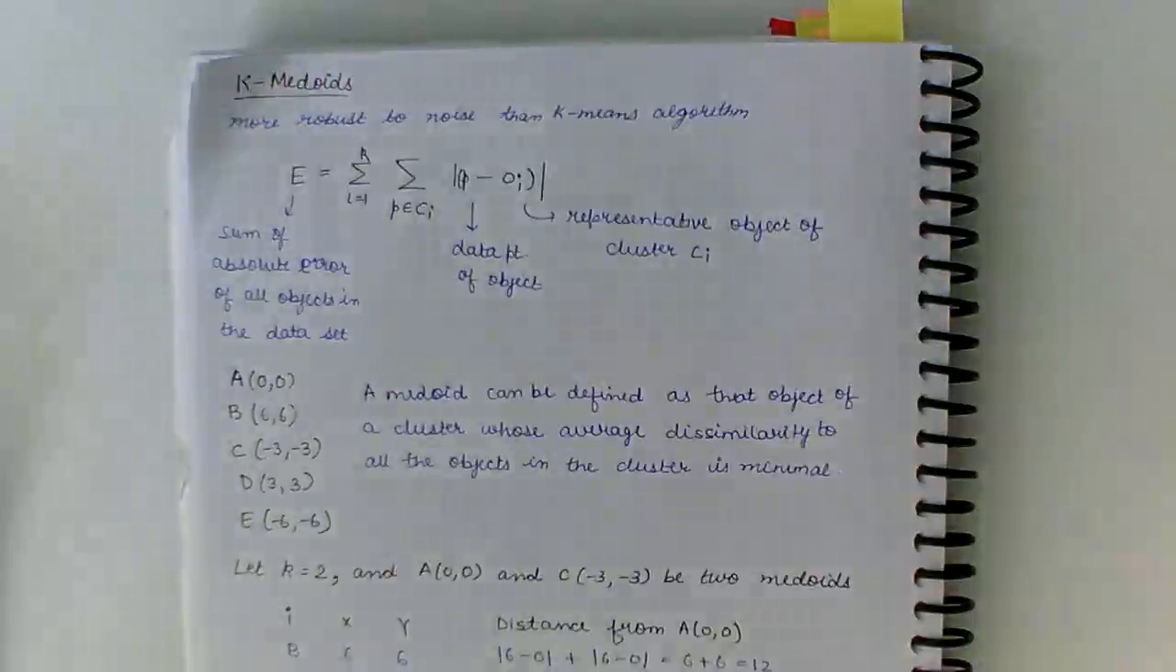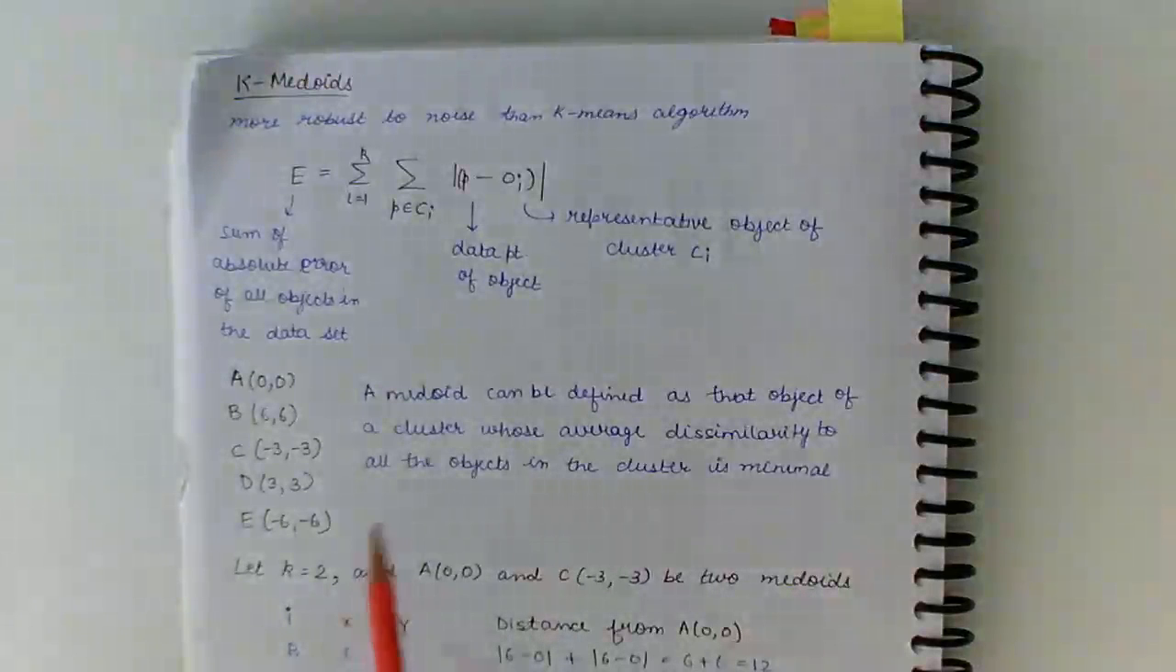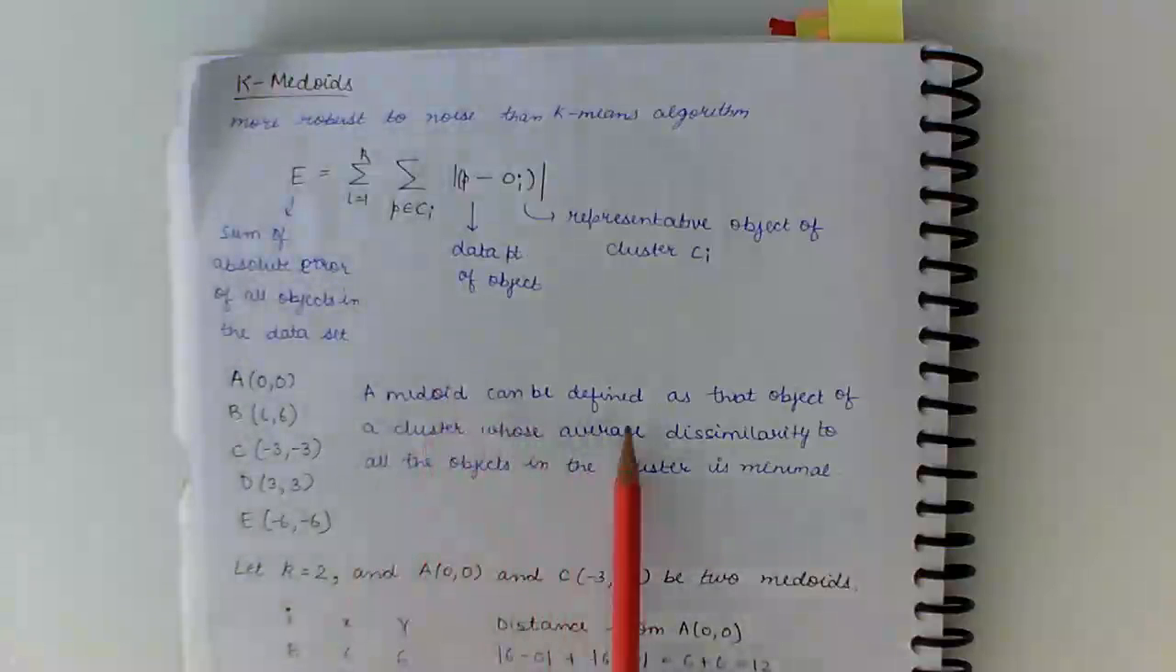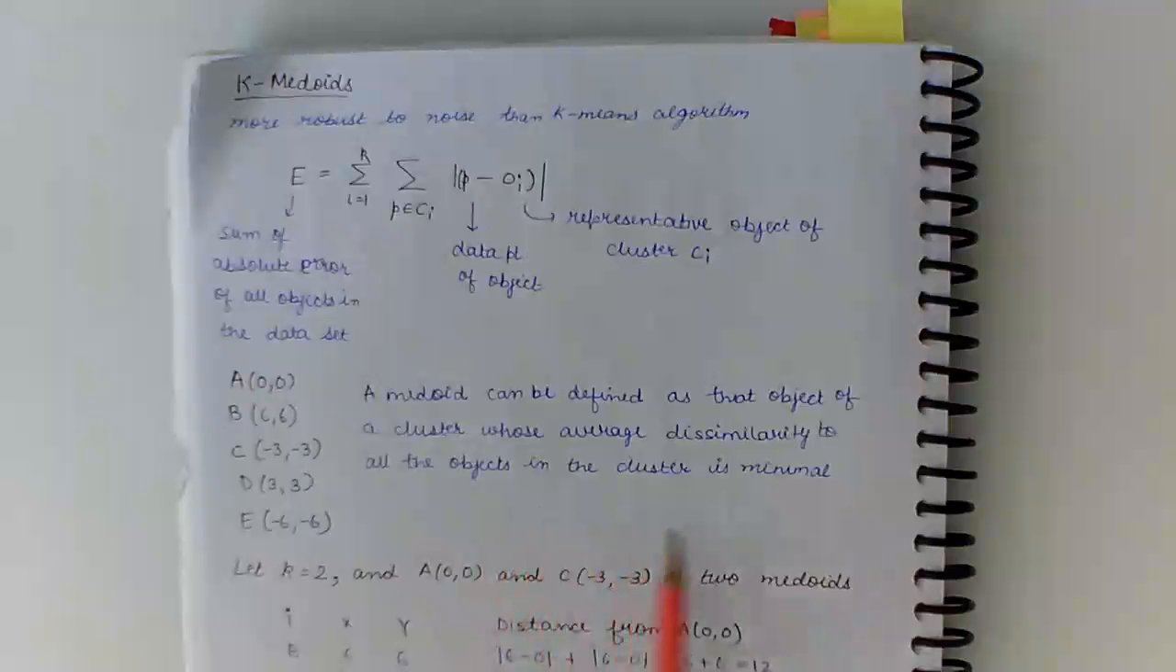The question is: consider a set of 5 objects A, B, C, D and E and calculate the medoid of the given data set. So, what is a medoid? A medoid can be defined as that object of a cluster whose average dissimilarity to all the objects in the cluster is minimal.